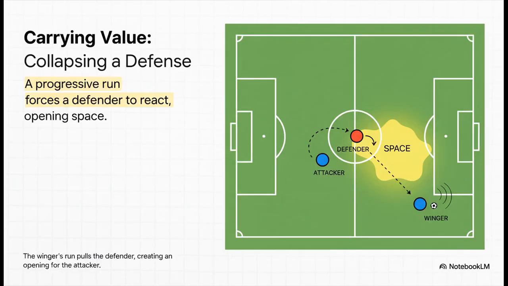Carrying value is so cool because it actually gives credit to players for just running with the ball. When a winger drives at the defense, or a midfielder carries the ball right through the heart of the pitch, they're forcing defenders to make a choice. Do I step to the ball? Do I hold my ground? Either way, that simple act of running forward has created uncertainty and space, and that increases the probability of scoring.